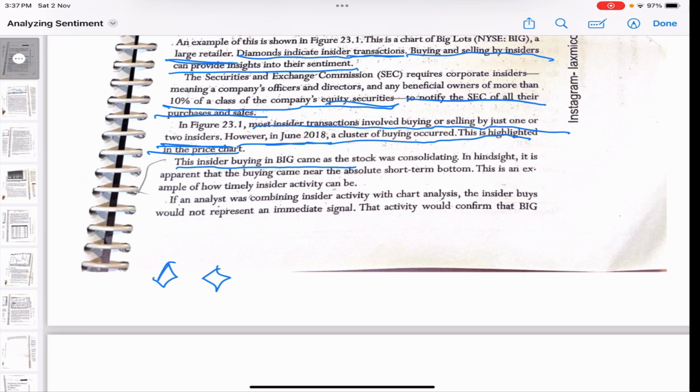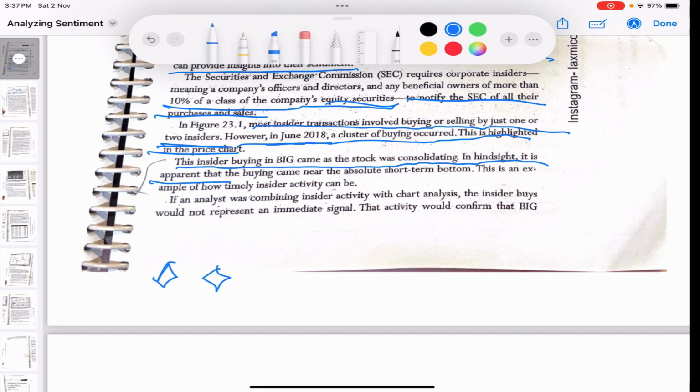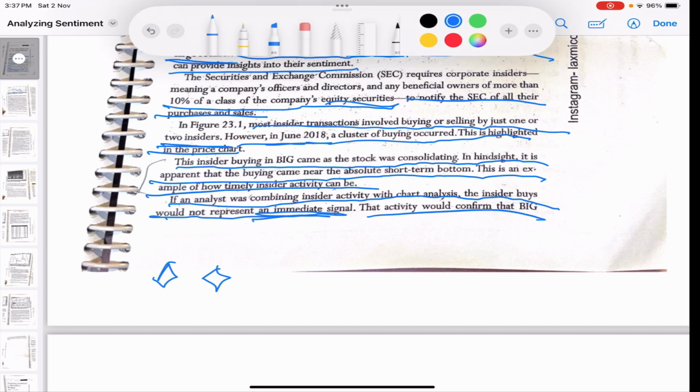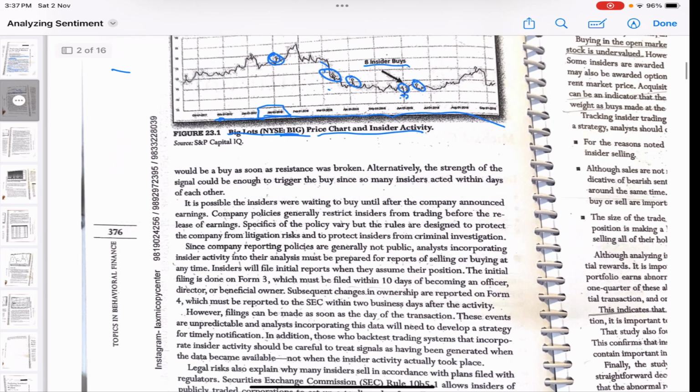This insider buying in BIG came as the stock was consolidating. In hindsight, it is apparent that buying came near the absolute short-term bottom. This is an example of how timely insider activity can be. If an analyst was combining insider activity with the chart analysis, the insider buys would not represent an immediate signal. This activity would confirm that BIG would be a buy as soon as the resistance was broken.